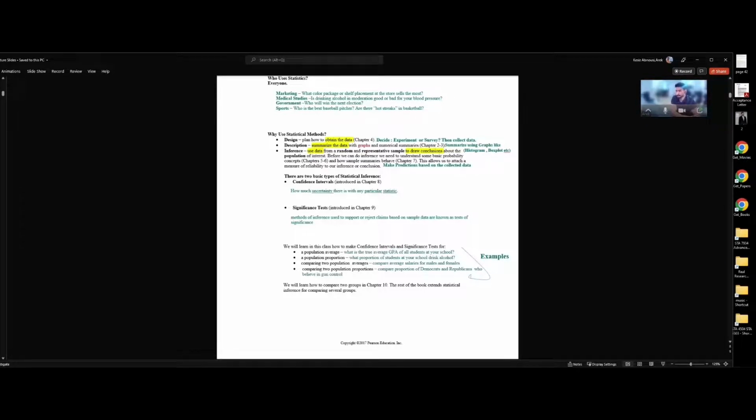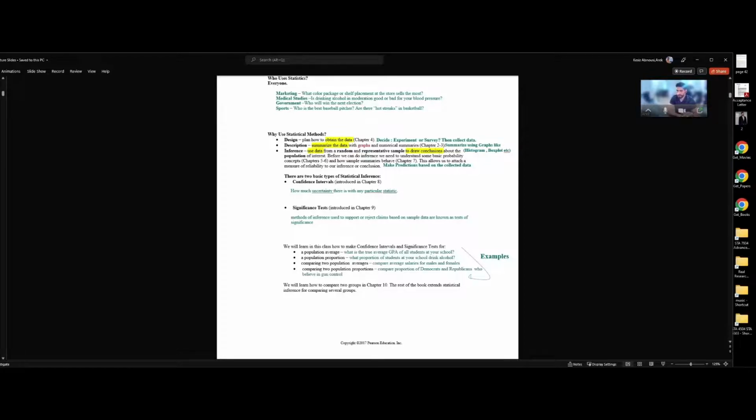A population proportion, which is like what proportion of students at your school drink alcohol. We can also do a confidence interval or a significance test to compare two population averages, like to compare the salaries for males and females, which are two different populations, and to compare two population proportions. So, to compare the proportion of Democrats and Republicans who believe in gun control.